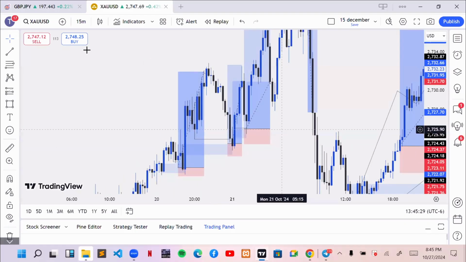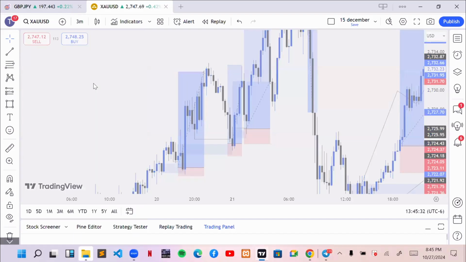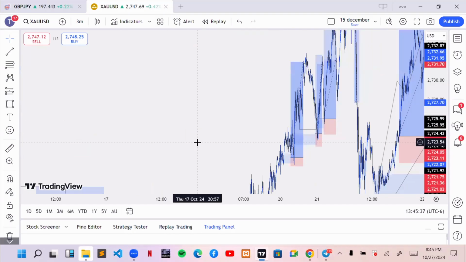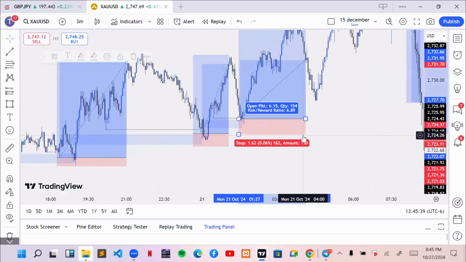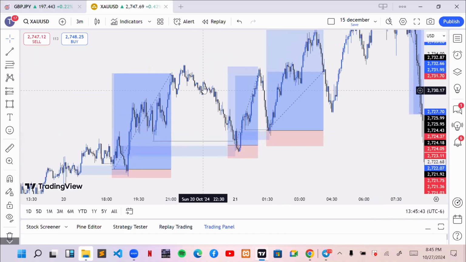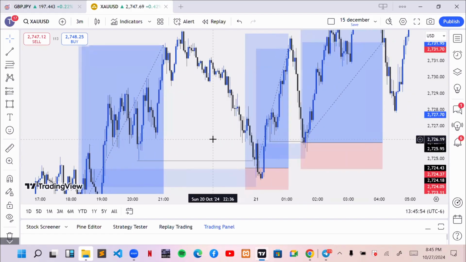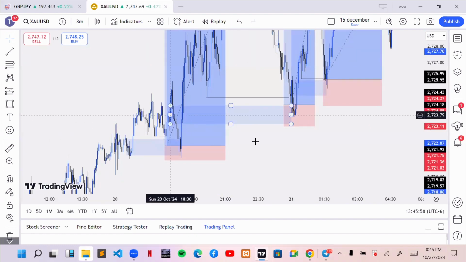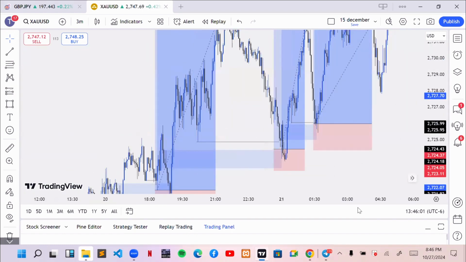For this third entry, it is a breaker block on the 3 minutes time frame, I think. There was also another structure shift here, lower highs and lower lows. The market shifted and broke this last high. After that, there was this inducement that was formed, and then I used this breaker block here to get my entry for the buy. So that was how I got these three consecutive buys. First one, second one, and then this third one.